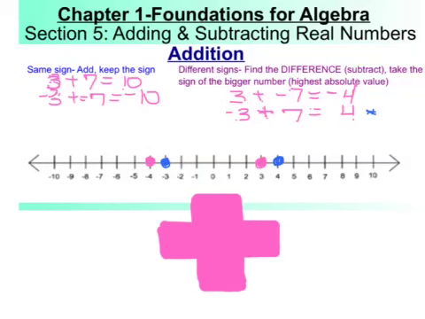So same sign, add the numbers, keep the sign. If they're both positive, it stays positive. If they're both negative, it stays negative. Different signs, one is positive and one is negative. Subtract the two numbers, just the numbers, not the signs. Find the difference. Write down that number, and then take the sign of the number with the highest absolute value.